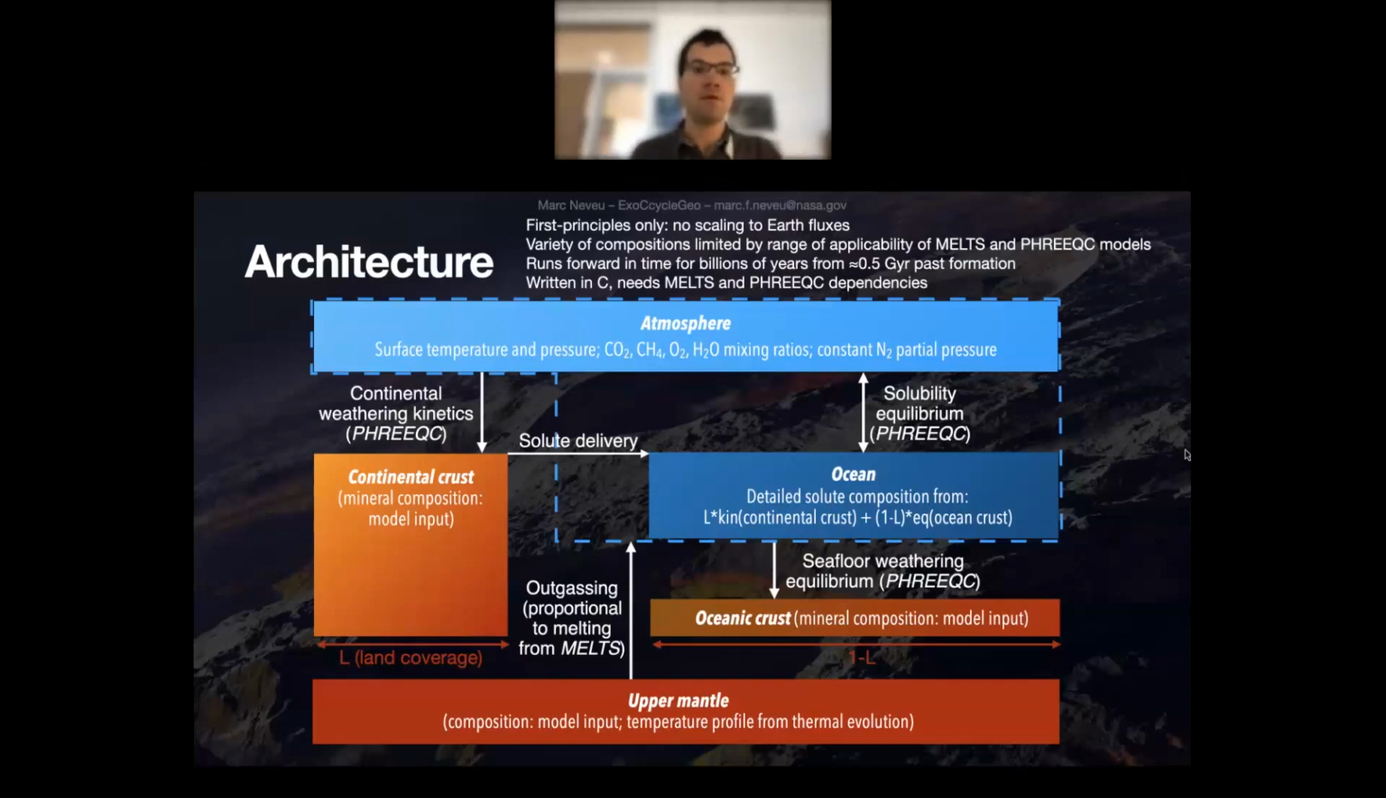And finally, the code is written in C language. It needs libraries from Meltz and Freak to run, and all of this is freely available. I'll give you the websites at the end.